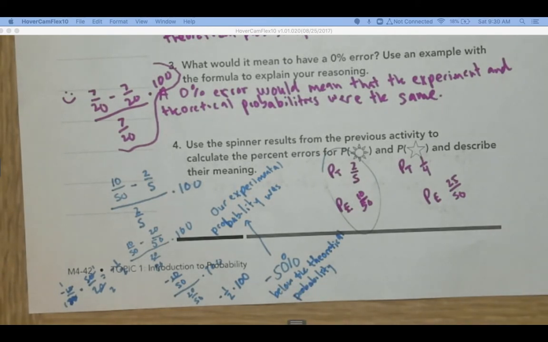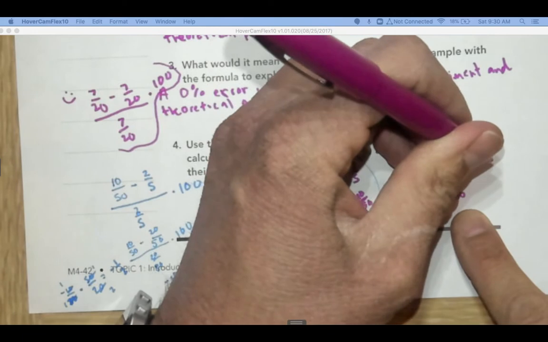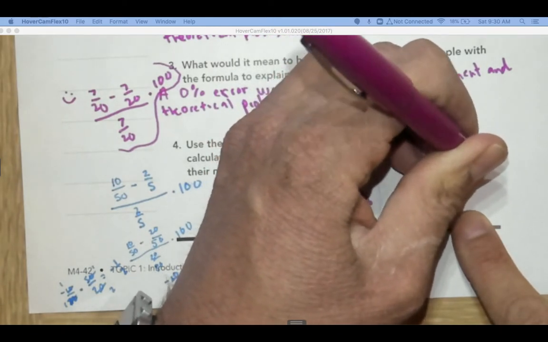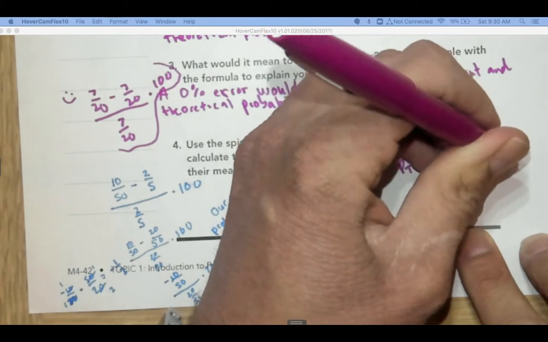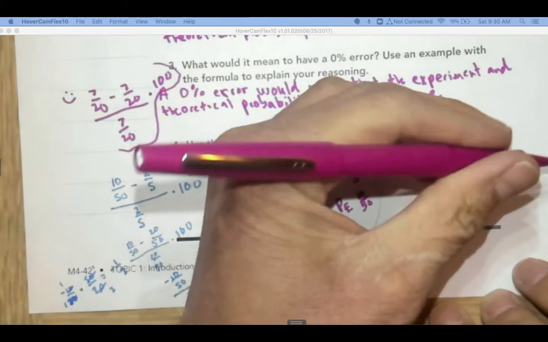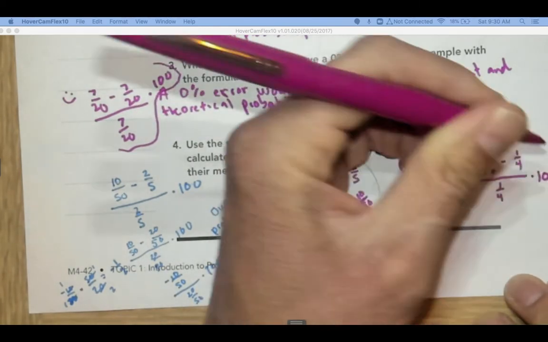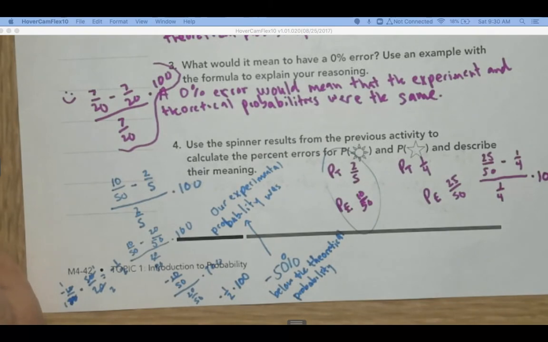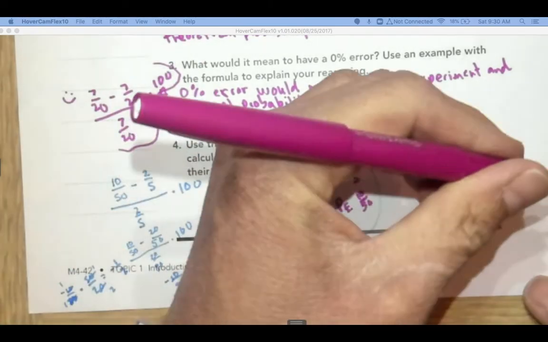Okay. Let's do the other example. Similar type situation. I would start by looking at my formula. So I would take the experimental probability. So I'd take 25/50. I would subtract the theoretical probability of 1 over 4. I would put it all over the theoretical probability of 1 over 4, and that whole thing would be times by 100.